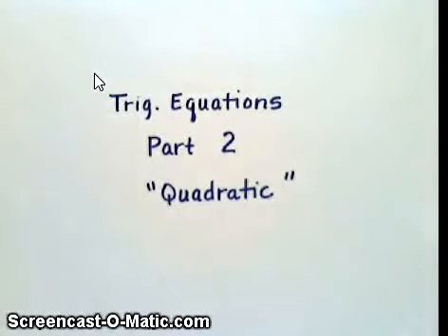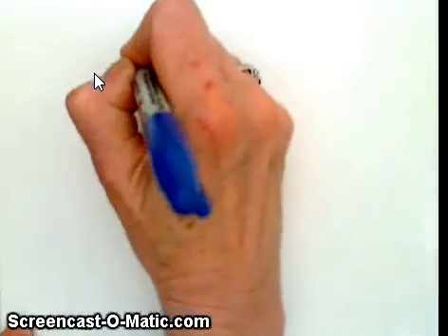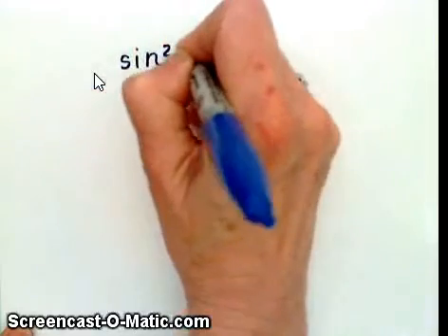Here's the second video on our part about trig equations. These are quadratic trig equations. I'd like to show you several examples on how to deal with those. Our first example is a simple quadratic equation that will factor using the greatest common factor.